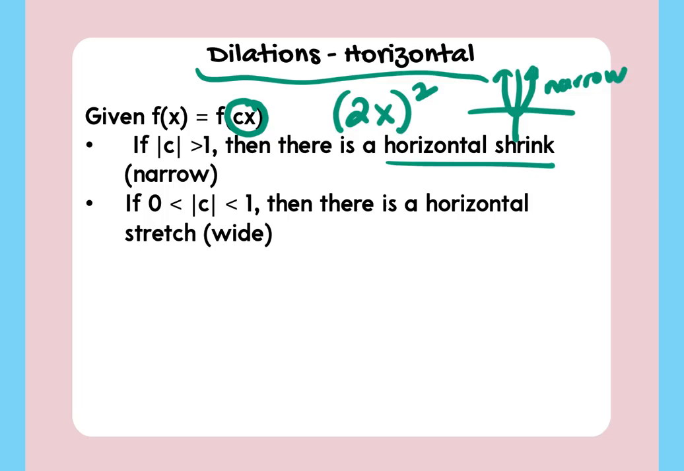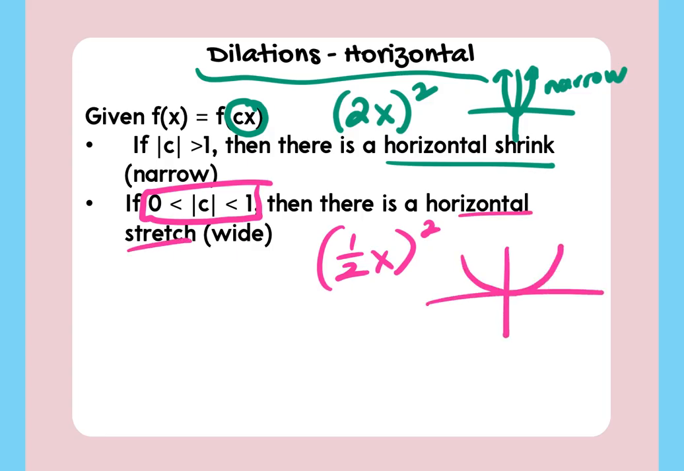And if it is in between 0 and 1, so it's a fraction, like 1/2 x squared, then it's called a horizontal stretch, but it will make it look wider. So the effect is almost the same. It's not identical, but because we're approximating, it's okay to say it looks the same, okay? But the wording is opposite. Vertical stretch is the same as horizontal shrink. Horizontal stretch is the same thing as a vertical shrink.